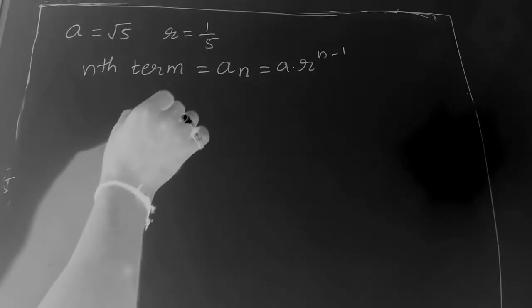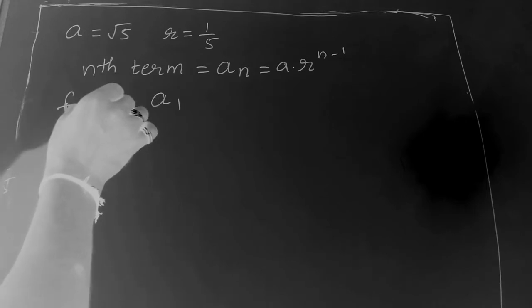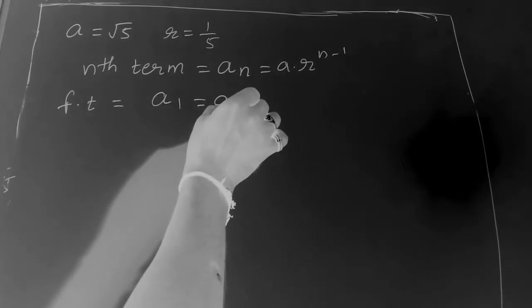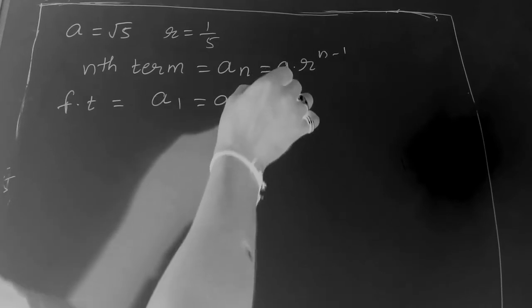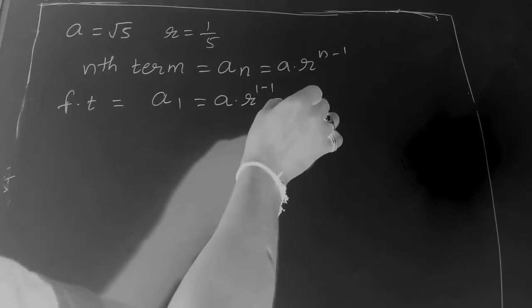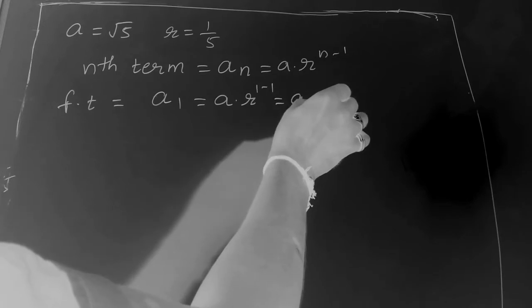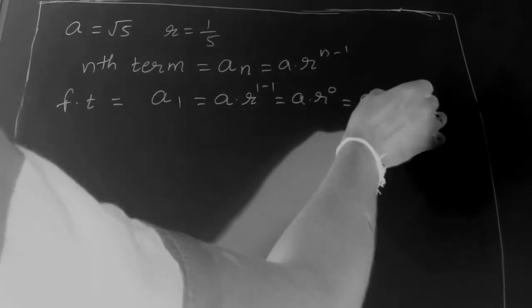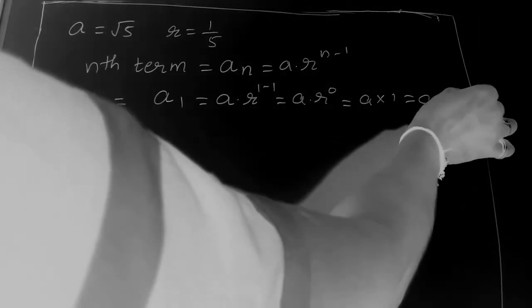So a1, the first term, is a into r to the power of 1 minus 1, that is a into r to the power 0. Anything to the power of 0 is 1. The first term is a itself, and a is root 5, therefore the answer is root 5 here.